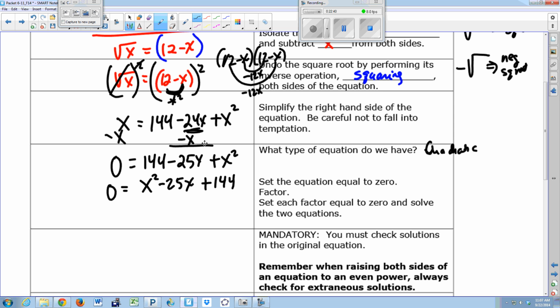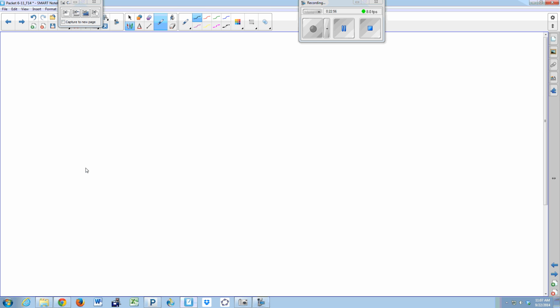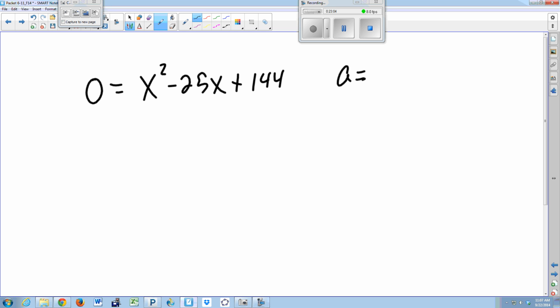So if you were given this at your seats right now, how would you proceed? Which method for solving a quadratic would you use? You would use the quadratic formula? Okay, let's take a look at that. So we have 0 equals x squared minus 25x plus 144. So A equals 1, B equals minus 25, and C equals 144.